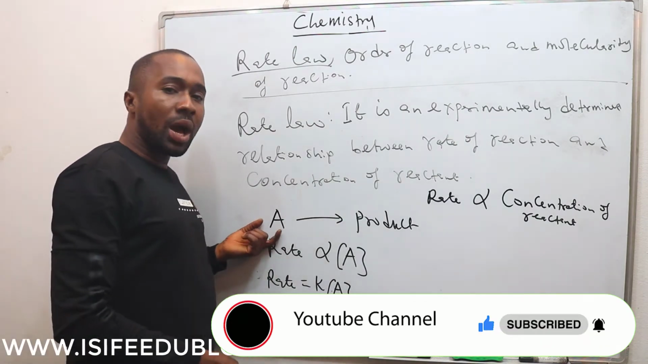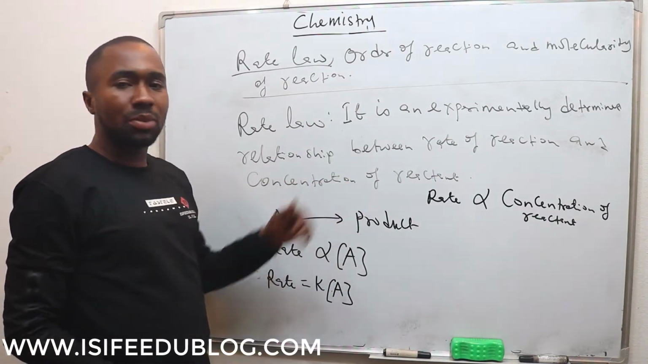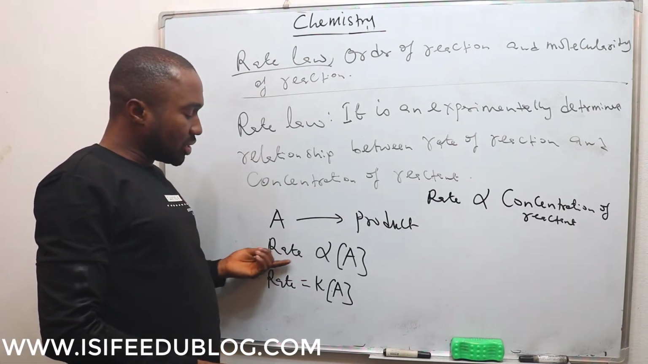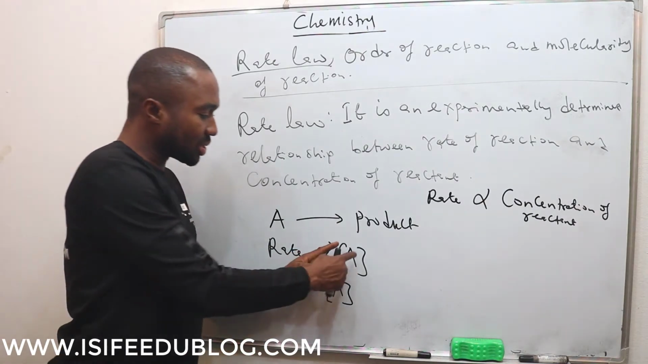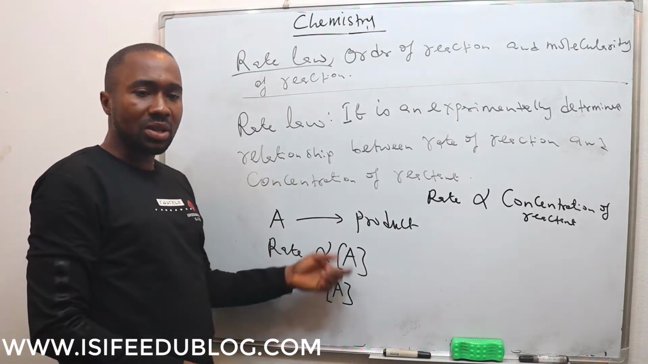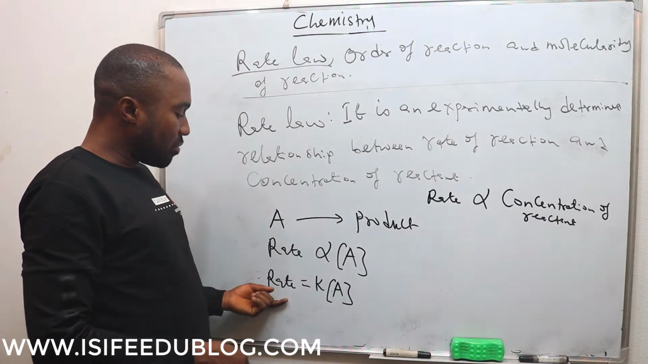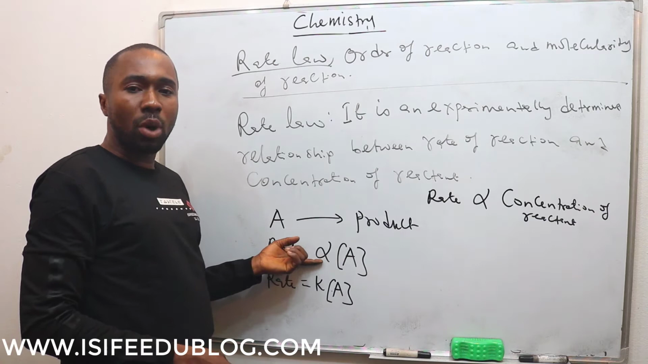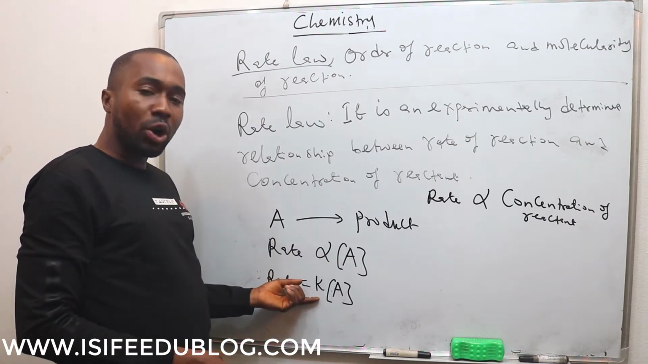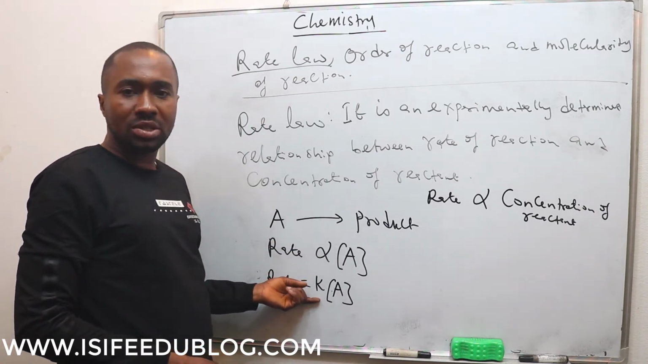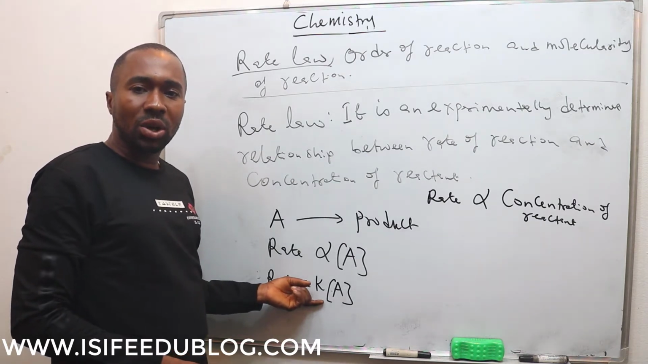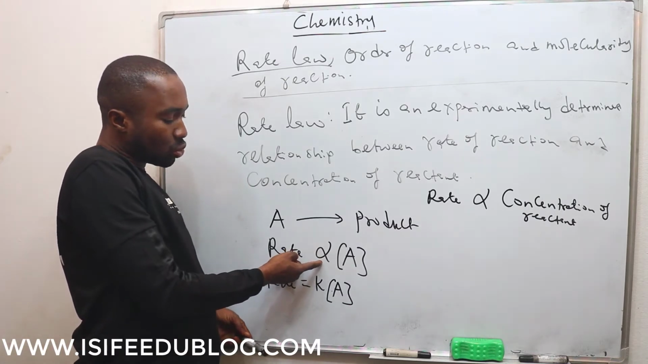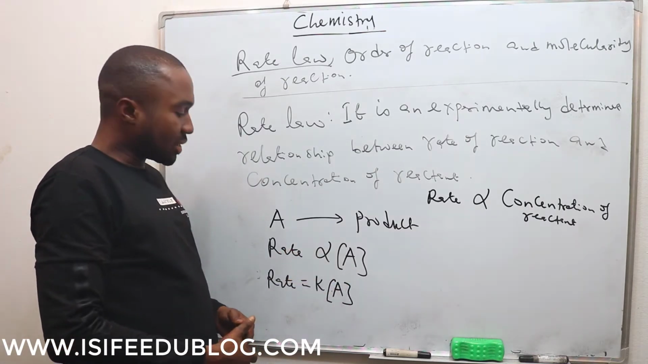Now, if we consider a hypothetical reaction, A giving us a product, we can express it in terms of rate law. The rate is proportional to the concentration. This stands for concentration, the square bracket, the concentration of A. Then rate of the reaction will now be equal to k[A]. We use the k to remove the proportionality sign. The k stands for constant. It is called the rate constant. If you don't want to call it rate constant, you can call it rate velocity. So it's just a proportionality constant that you use to remove this proportionality sign that you see there.